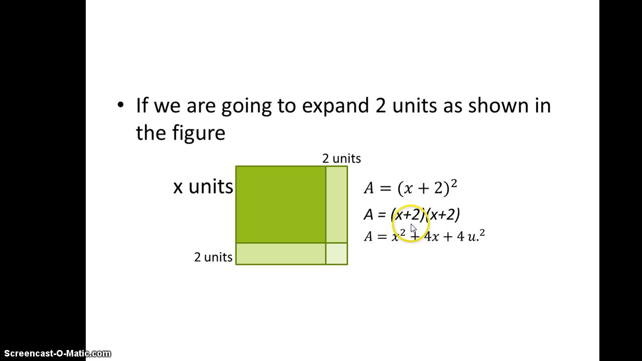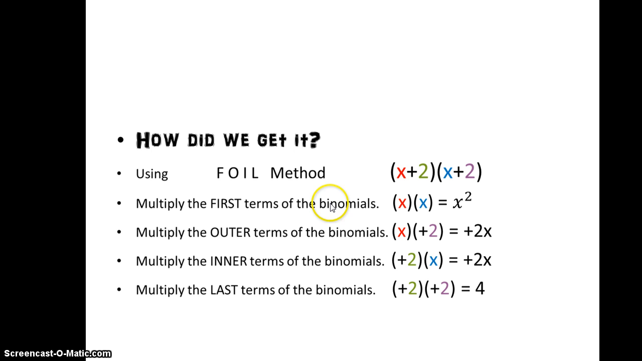Squaring a binomial is multiplying the base twice by itself. So we have (x plus 2) and (x plus 2), and the product is x squared plus 4x plus 4 square units. Now, how did we get it?